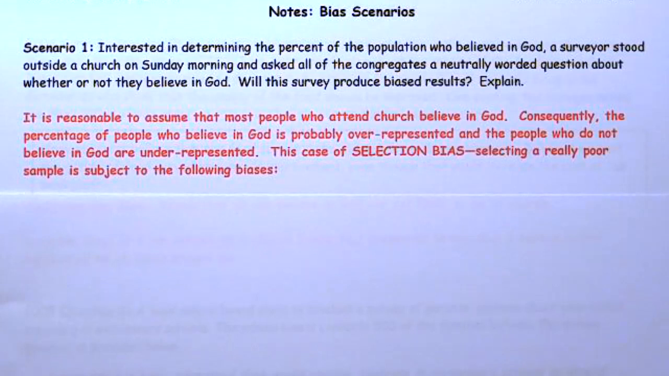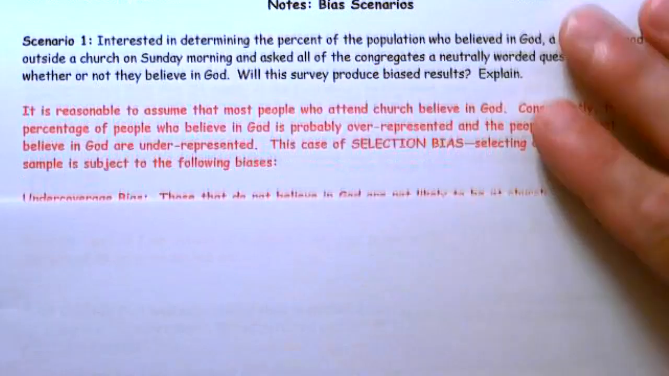God are underrepresented. This is known as selection bias, which is really just saying, hey, we made a bad way of making a selection. We selected a really poor sample. Selection bias is kind of a broad term, and sometimes it'll be the only choice that's offered, but it's broken down into multiple types of bias. And so let's talk about them.